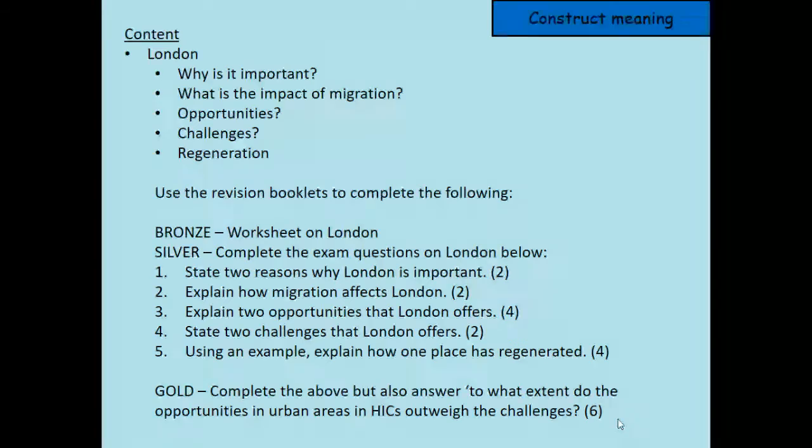And then think about regeneration. What does regeneration mean? If you're regenerating in, say, a video game, you're kind of coming back from the dead, aren't you? So regeneration is about taking somewhere that's really not very nice, spending some money on building it up, making it better, and hopefully improving it. So you're regenerating it, making it better.